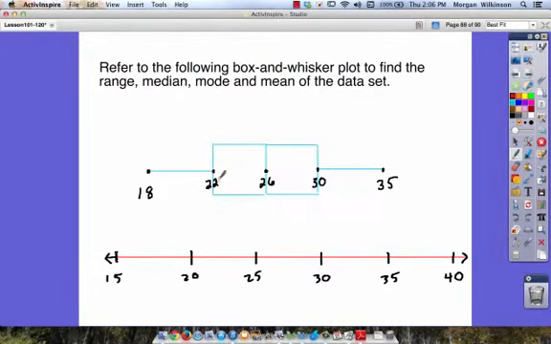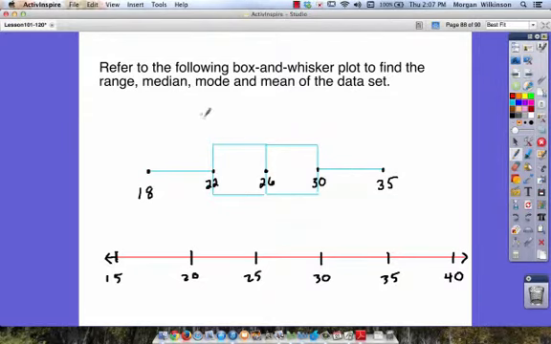Here we want to refer to the following box and whisker plot, this one in blue, to find the range, median, mode, and mean of the data set. So we've got our number line below. Whenever you have a box and whisker plot, you should have a number line. And then we've got all the data listed here. So 18, that's our lower extreme, and 35 is our upper extreme. 26 is our median, our middle number. 22 is the lower quartile, and 30 is the upper quartile.